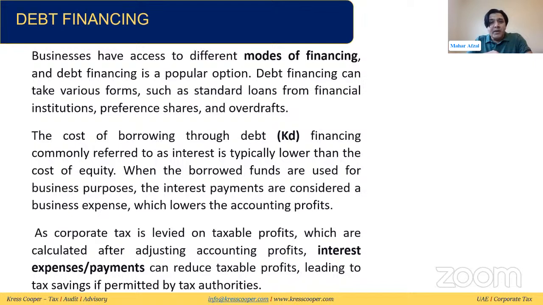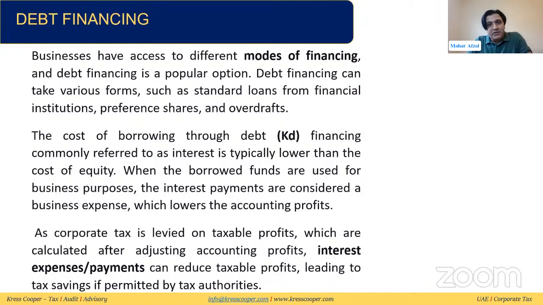So the business would like to have maximum debt in their capital structure to have the minimum cost of capital. And corporate tax is levied, we know this, on taxable profits. So while calculating, adjusting accounting profits, interest expense payments can reduce the taxable profits. So higher will be the debt, higher will be the interest, and lower will be the taxable profits. So the objective is basically that businesses can have the maximum debt without considering the optimum capital structure.